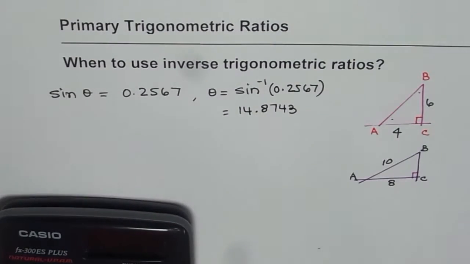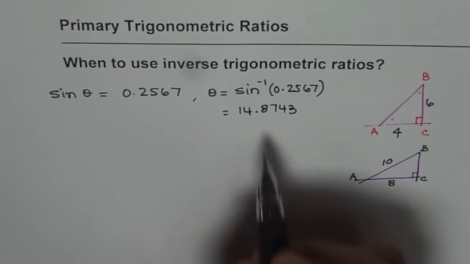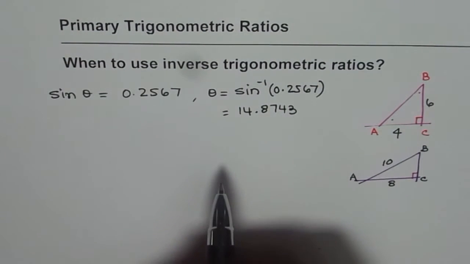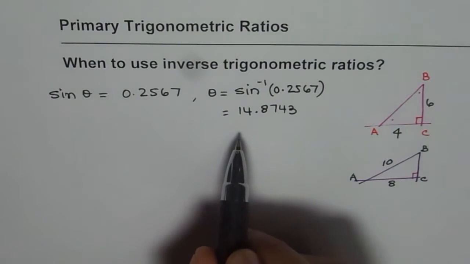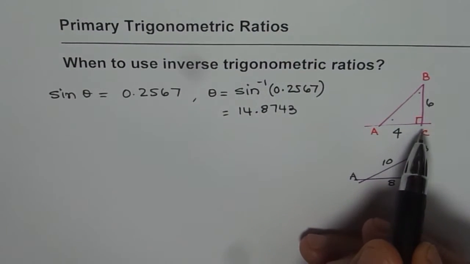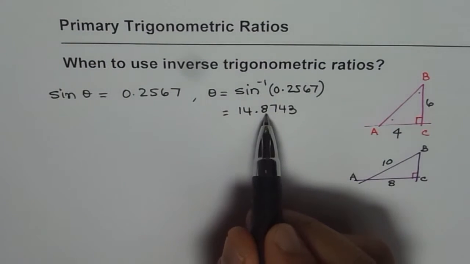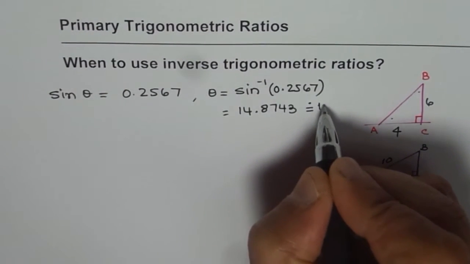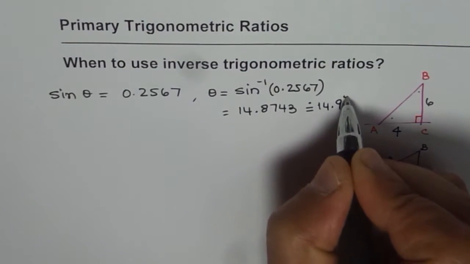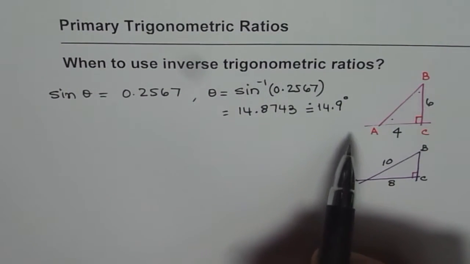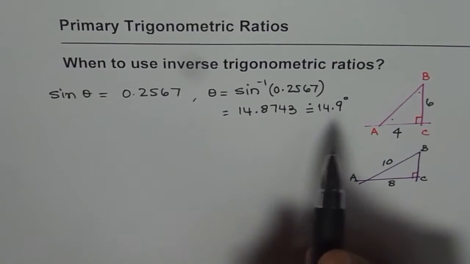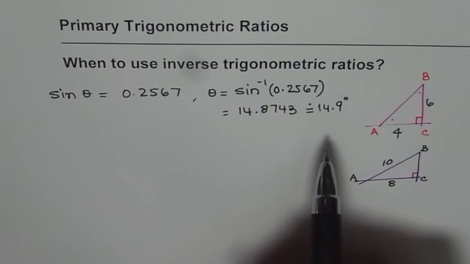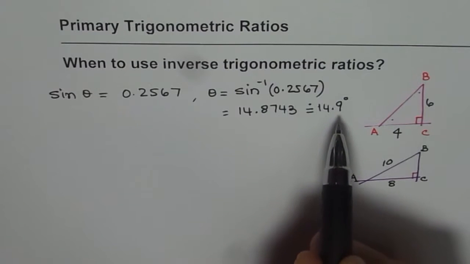Now if you need this angle for further calculations, it is recommended to use 4 decimal places. Most of the time, if you're just solving a triangle, you can always round to 1 decimal place. So let me round this to 1 decimal place. So we can write this as 14.9 degrees. Now I have calculated the angle in degrees. You could change it to radians also. By default, we'll be working in degrees.